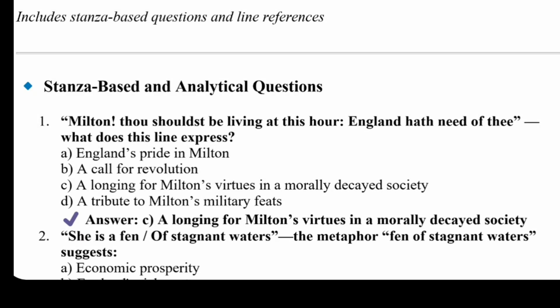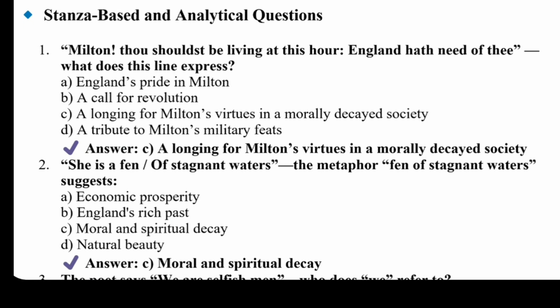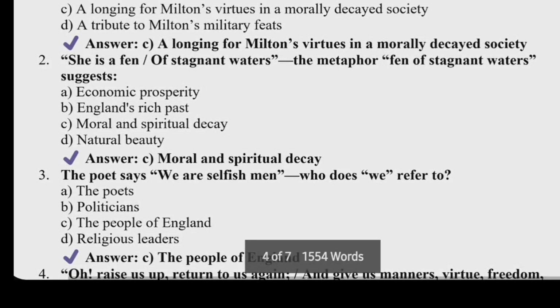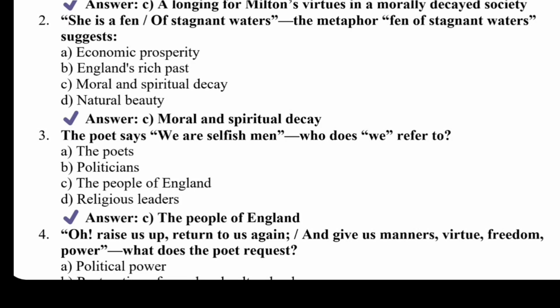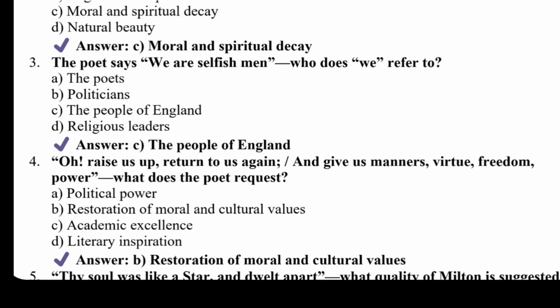She is a fen of stagnant waters. The metaphor fen of stagnant water suggests what? The moral and spiritual decay. The poet says we are selfish men. Who does we refer to? The people of England. Oh, raise us up, return to us again, and give us manners, virtue, freedom, power. What does the poet request? He requests a restoration of moral and cultural values.